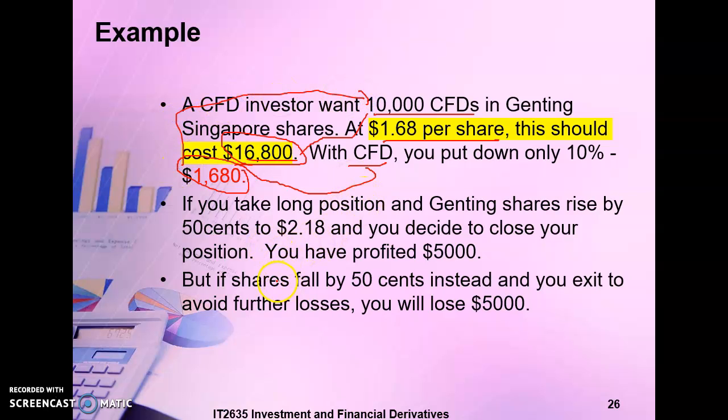But whatever happens to this Genting price, you also get, for example. This is $1.68. If it goes up by 50 cents, you will profit $5,000, as if you are owning the whole 100%. So with the contract for differences, basically you earn the differences. If it drops by 50 cents, you will lose that $5,000. As simple as that.